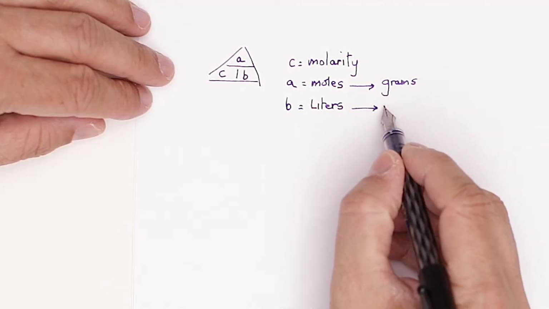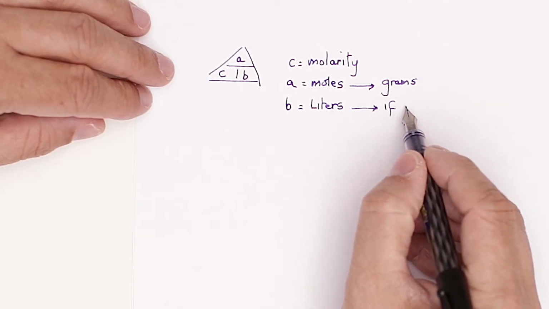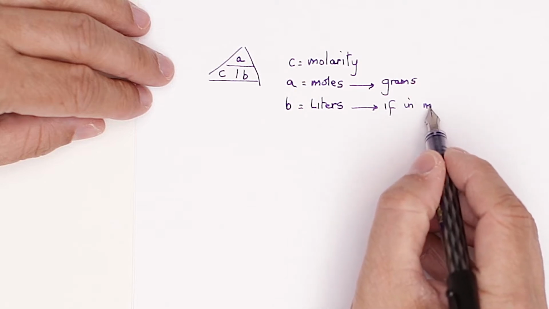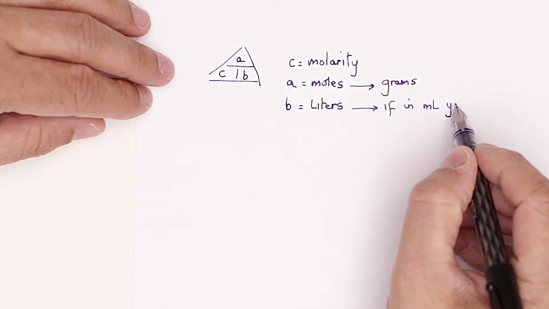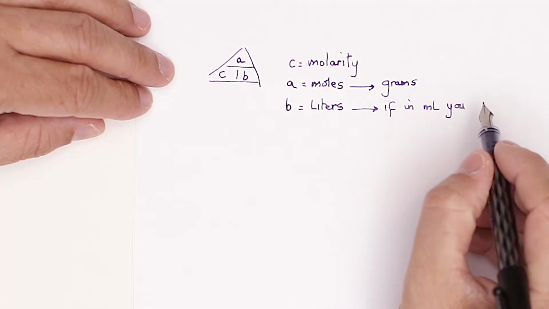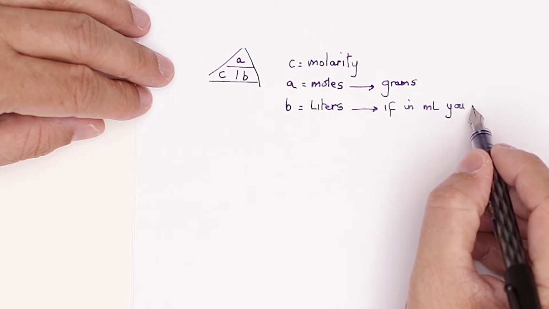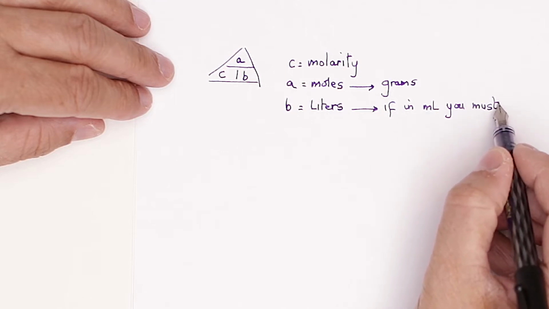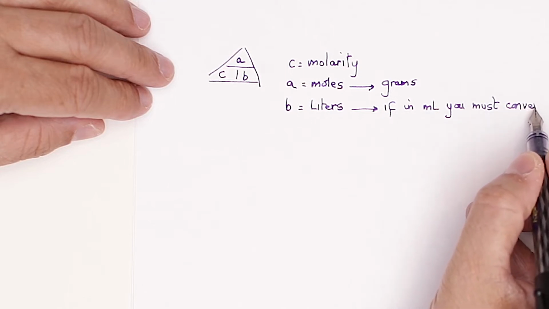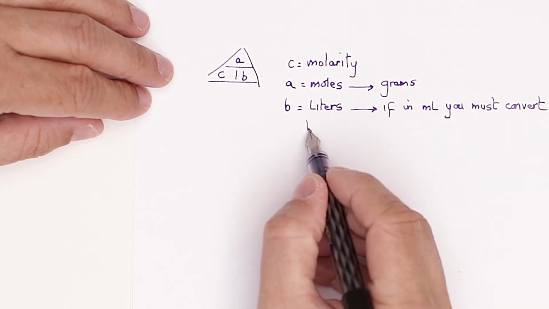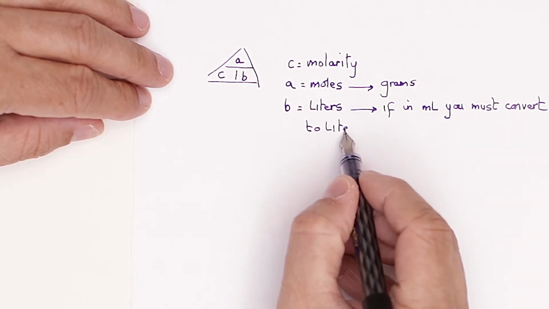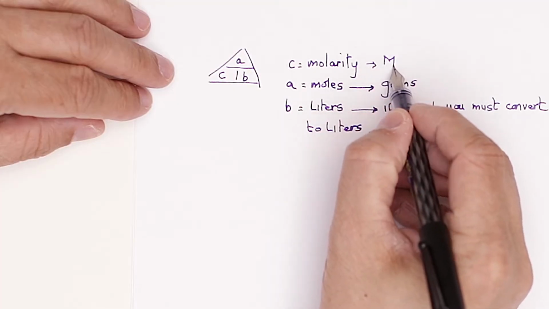But if it's in milliliters, or any other unit for that matter, it could be in microliters, you have got to convert to liters for this to work. So if it's in milliliters, you must convert to liters. And molarity, of course, is an uppercase M, and that is usually given to you.